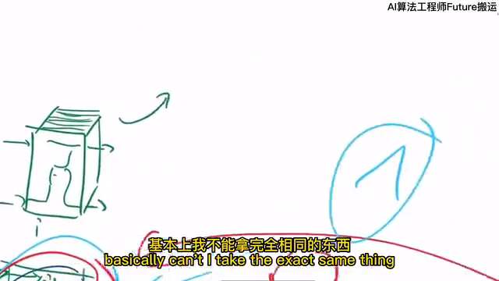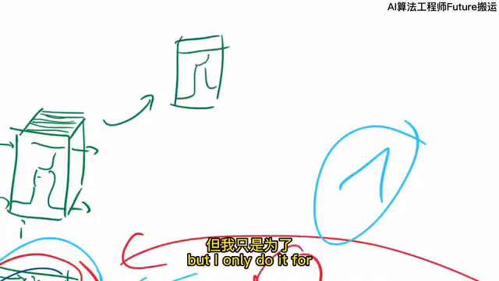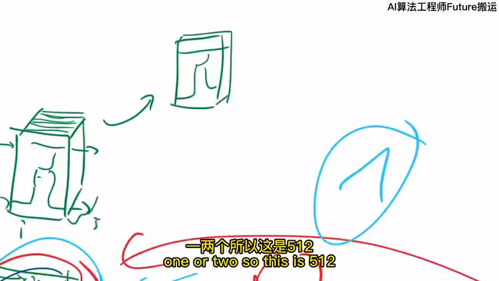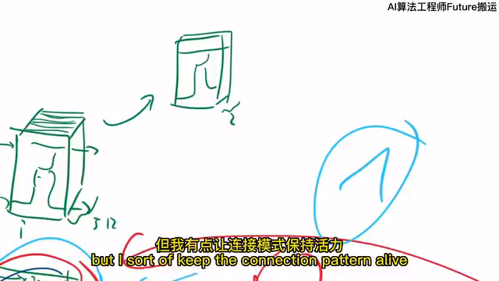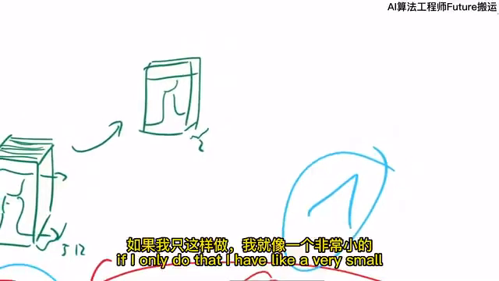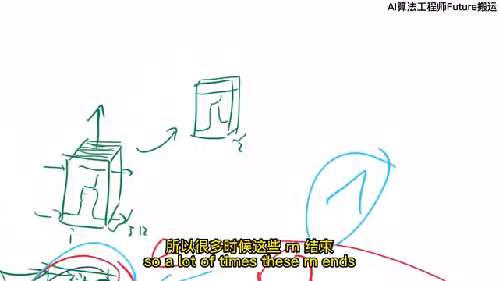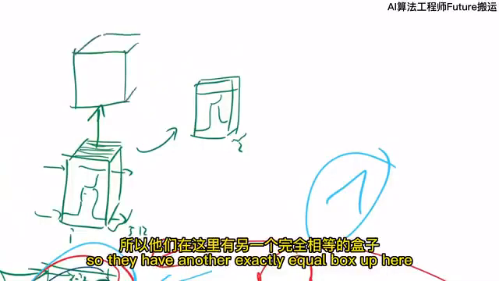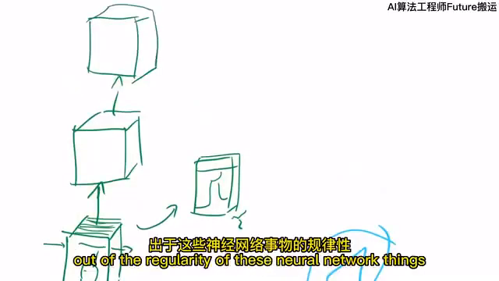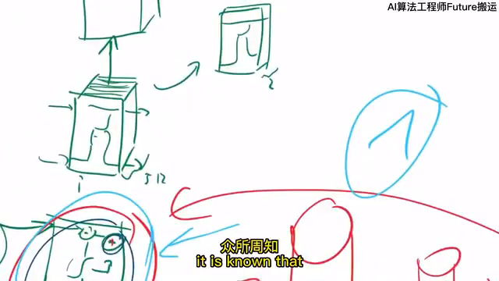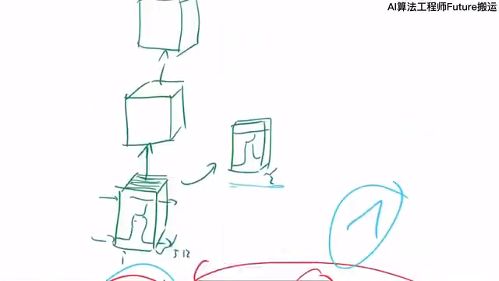Can't I take the exact same thing and keep the connection pattern? So I would keep the entire pattern of connection right here, but I only do it for 1 or 2. So this is 512, and this is just 2, right? I just reduce the dimensionality, but I keep the connection pattern alive. If I only do that, I have a very small network. And the same goes for layers: a lot of times these RNNs have multiple layers of these things, another exactly equal box up here and then another up here. I can just reduce this to one layer. And out of the regularity of these neural networks, one can make the assumption that the performance on this small thing will be correlated to the performance of the entire thing.